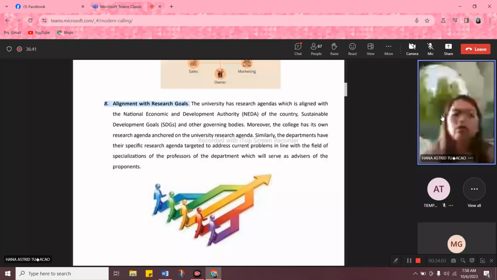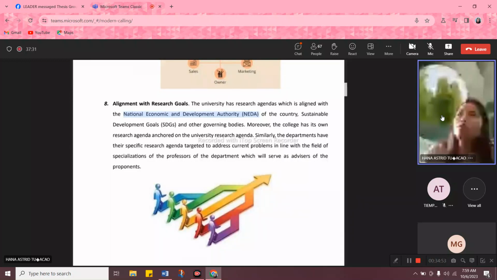This is more on the national and international level, and usually this is already in the research work of your professors. But it is good if your research is aligned with the university research agenda, what the university targets to address as problems. NEDA, the National Economic and Development Authority, gives targets for the whole country. So sometimes the type of research funded depends on NEDA, because it depends on the targets of NEDA that they want to improve.